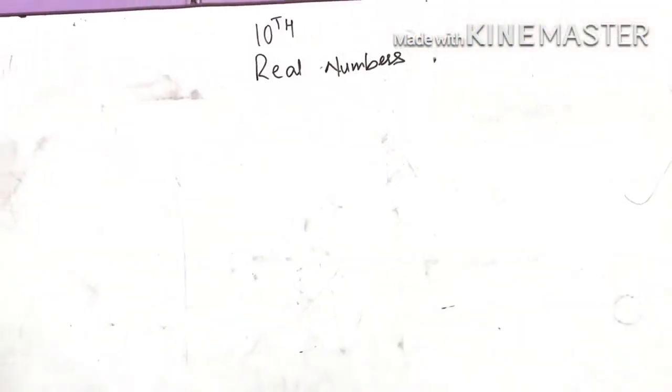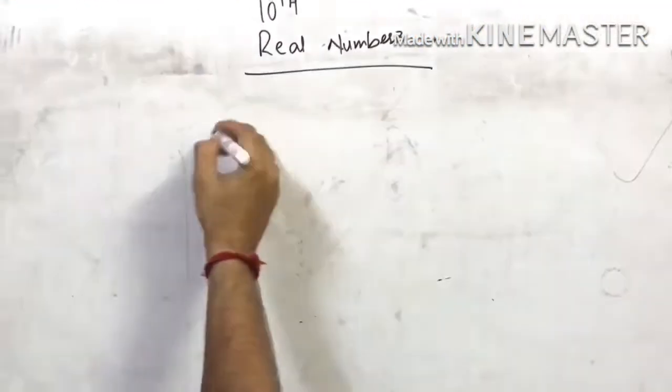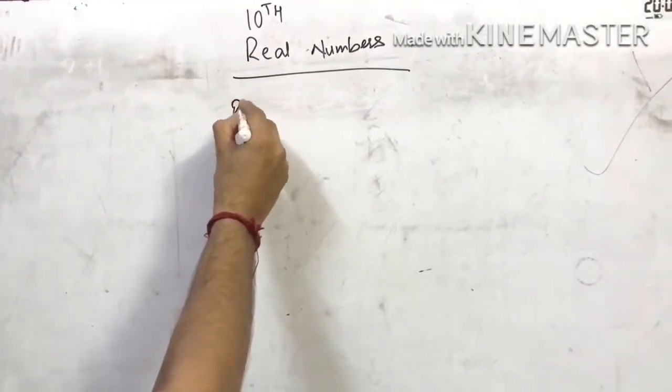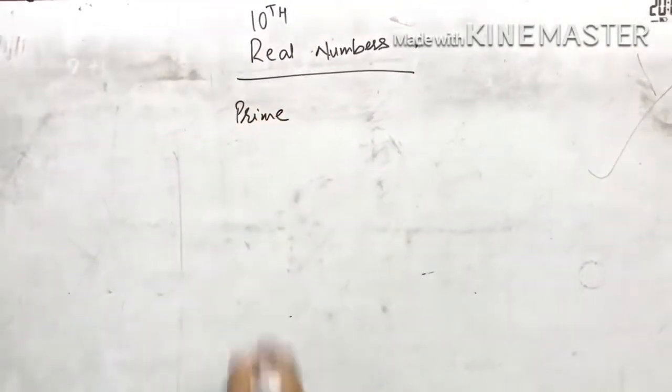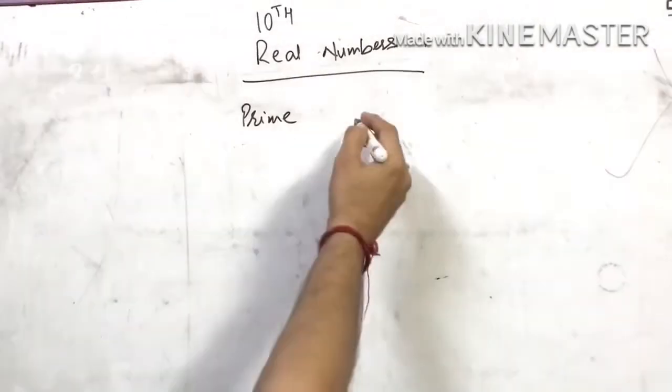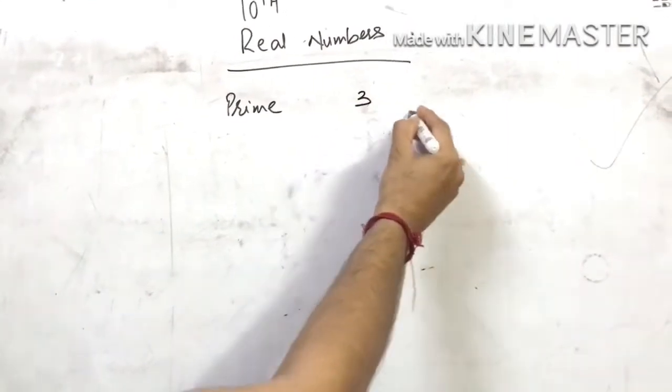NCERT 10th real numbers, first chapter. So let's do some basics. What do you understand by prime number? Prime numbers are those numbers which are divisible by itself or 1.